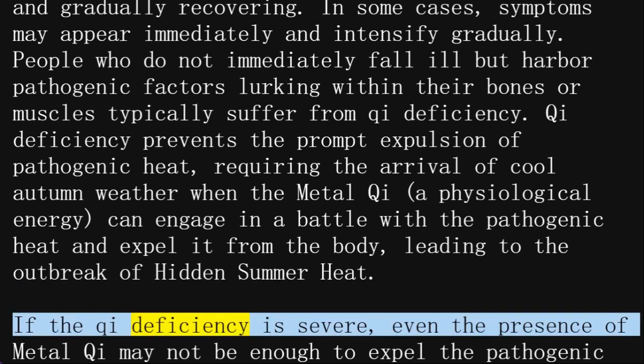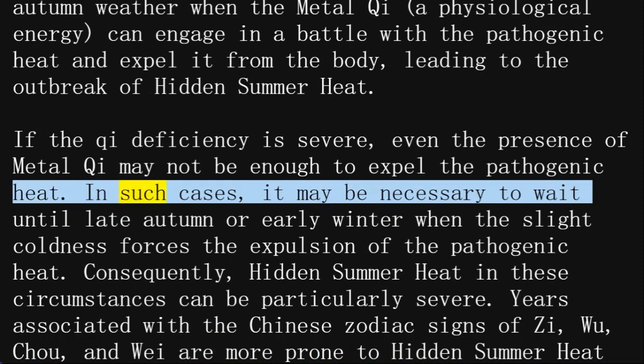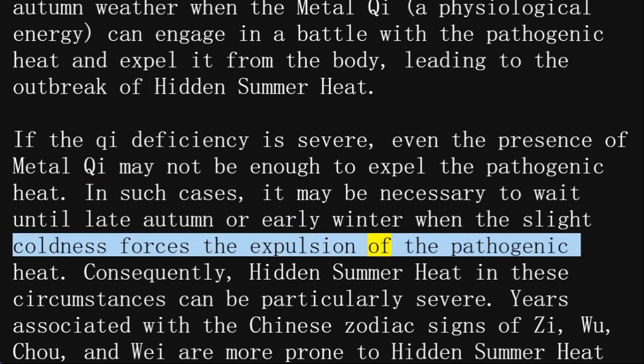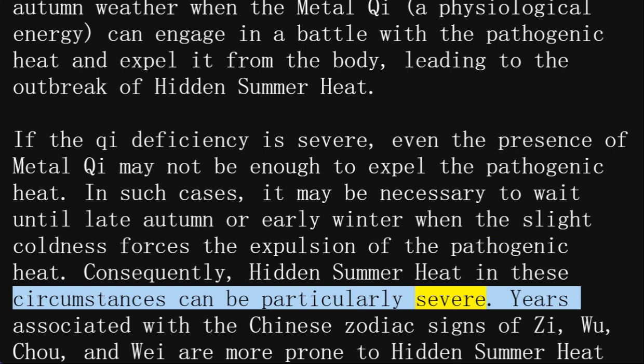If the Qi deficiency is severe, even the presence of metal Qi may not be enough to expel the pathogenic heat. In such cases, it may be necessary to wait until late autumn or early winter when the slight coldness forces the expulsion of the pathogenic heat. Consequently, hidden summer heat in these circumstances can be particularly severe.